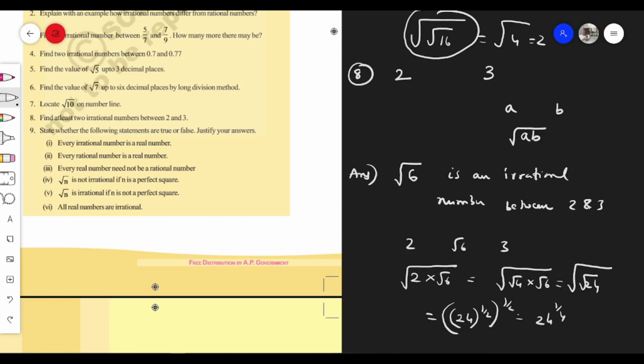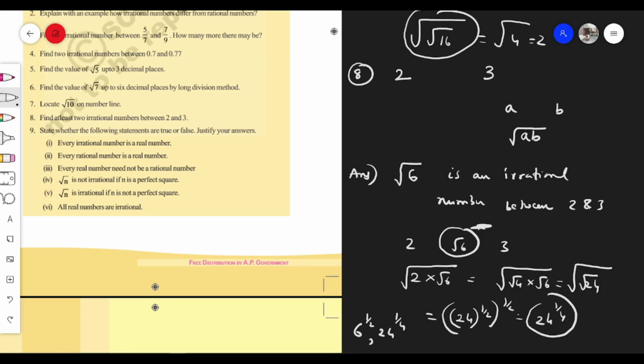So the irrational numbers lying between 2 and 3 are, one is square root of 6 and the other one is 24 whole to the power of 1 by 4. What does it mean? You need to find square roots twice. So one is 6 power half, one time square root, and the second one is 24 whole to the power of 1 by 4. These are the two irrational numbers lying between 2 and 3. And you can find one more by using root 6 and 3. Okay, try it on your own.